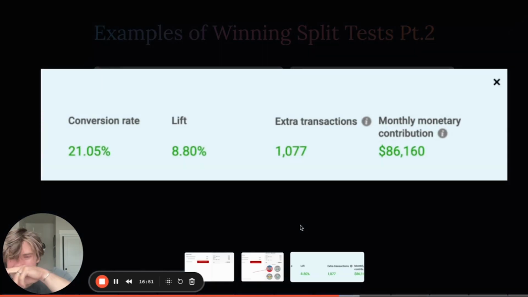And here was our lift. We saw about a 9% lift in conversions, which is huge for checkout. Any lift on checkout's massive. For this client, just this small lift ended up leading to over 1,000 extra transactions every single month and over $86,000 every single month. And this, again, is just profit added to the original baseline. That's the power that these split tests have.